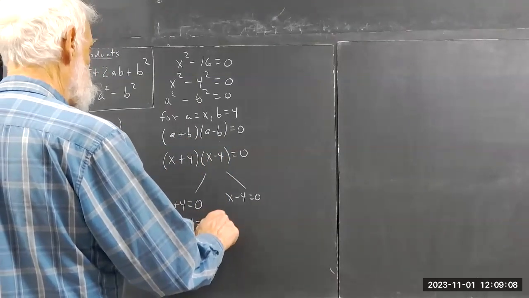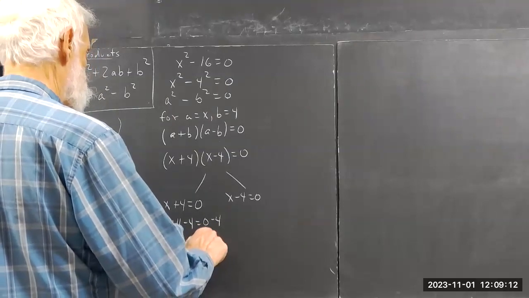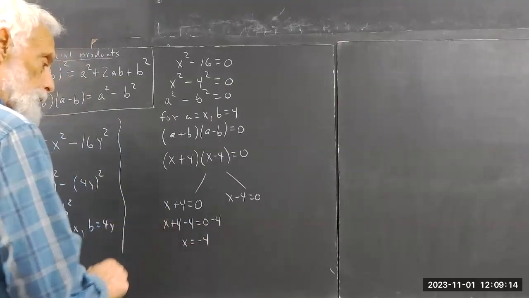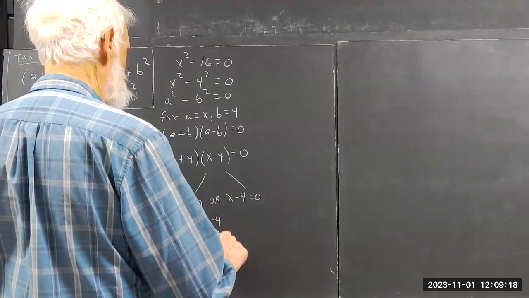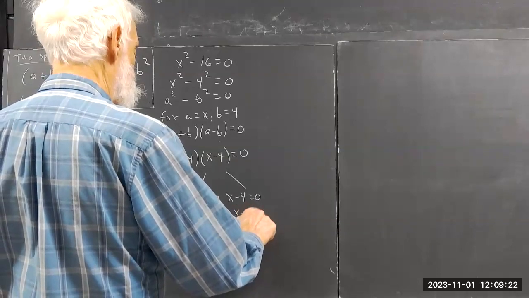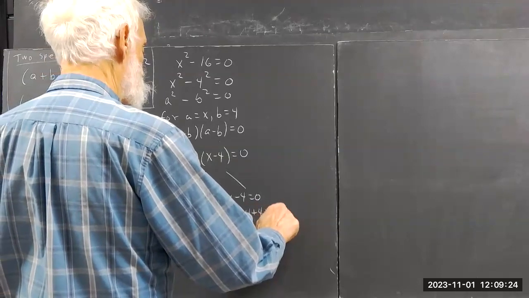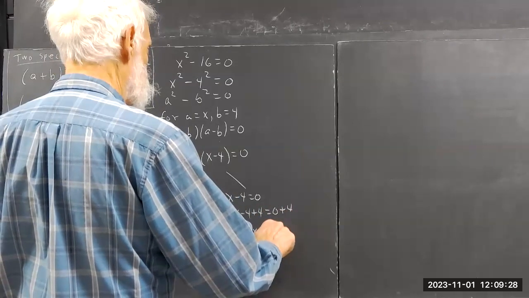We subtract 4 from both sides here and get x equals -4. Add 4 to both sides. And we get x equals 4.